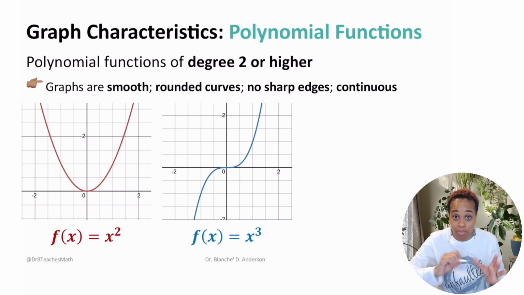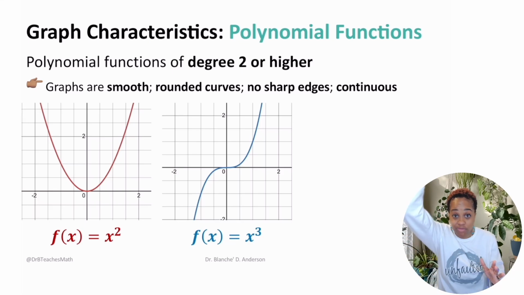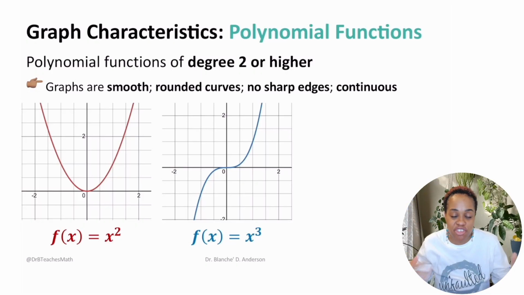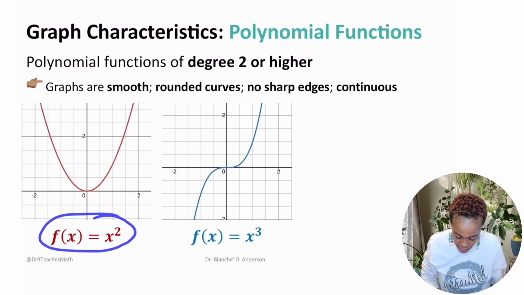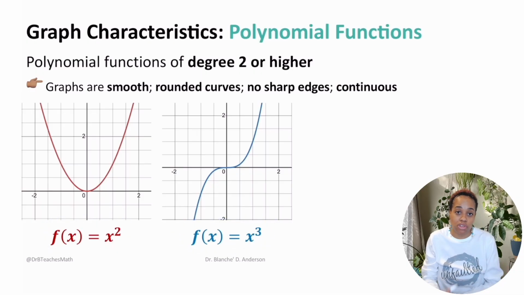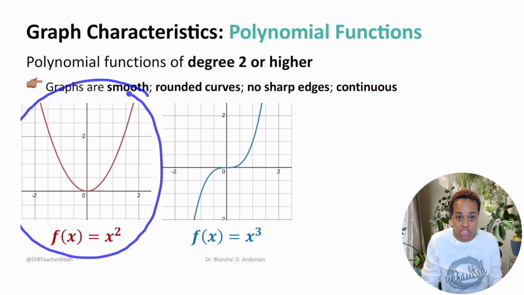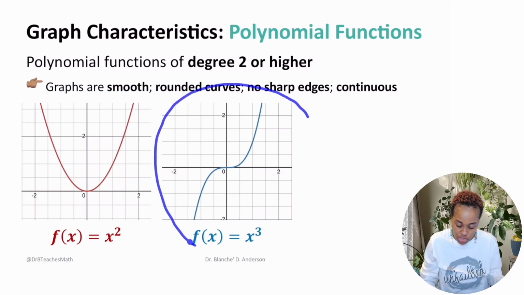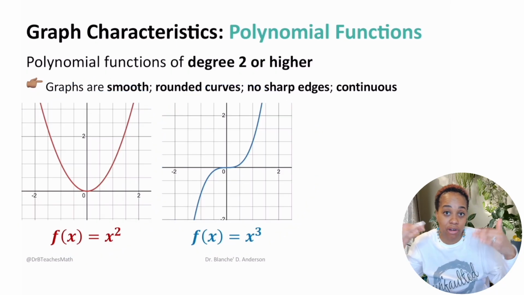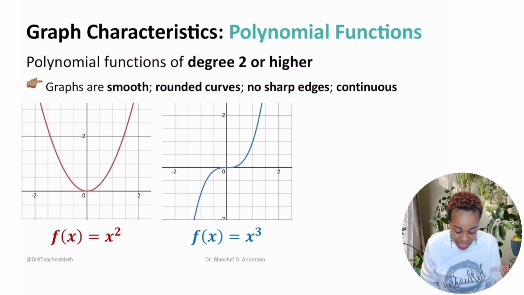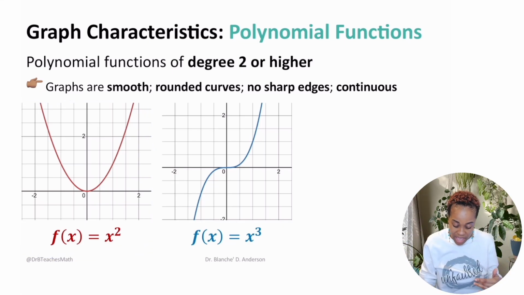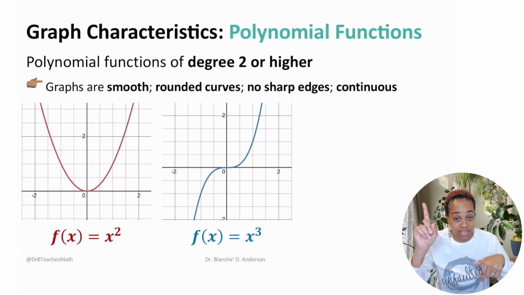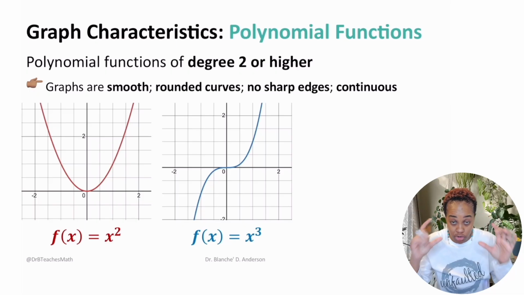Now, some of these polynomial functions get really weird, where you don't know how far up or how far down they go. But just know the idea is it's going to be smooth, with rounded curves, no sharp edges, and continuous. I gave you f of x equals x squared and f of x equals x cubed because I want you to get used to memorizing that x squared is the parabola and x cubed almost looks like an S. And the higher up you go, you're going to notice that the ones with an even degree are going to be either up or down, and when they have an odd degree, the ends are going to go opposite each other. That's what I want you to remember as we go through this.